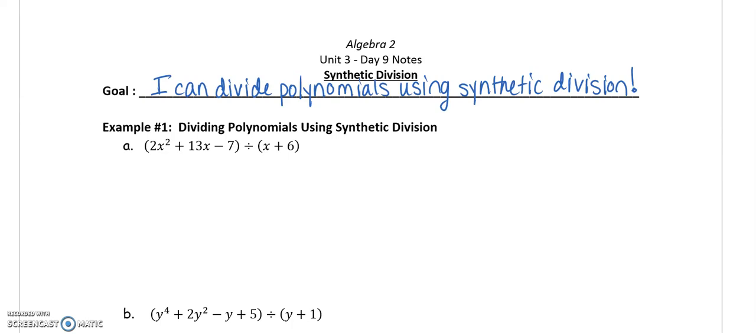Okay, so what is synthetic division? Well, there are actually two kinds of division that you can do with polynomials. There's long division, which is the harder way, and then synthetic division, which is a slightly easier method. So we're going to learn that slightly easier method.